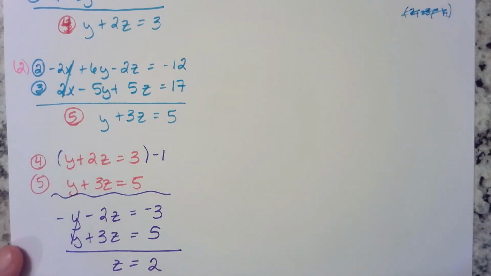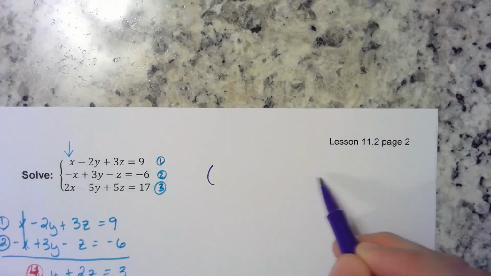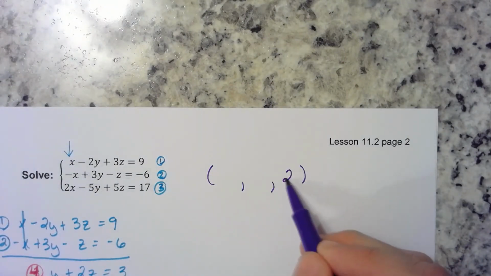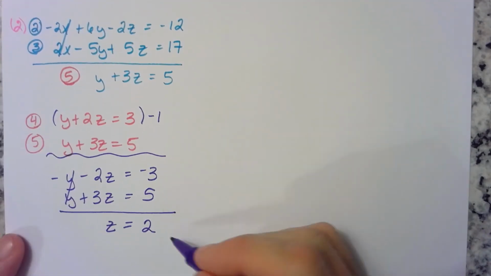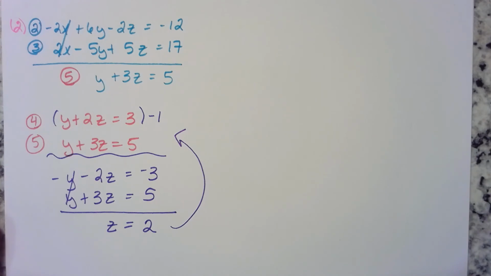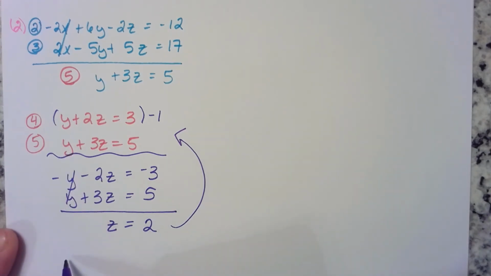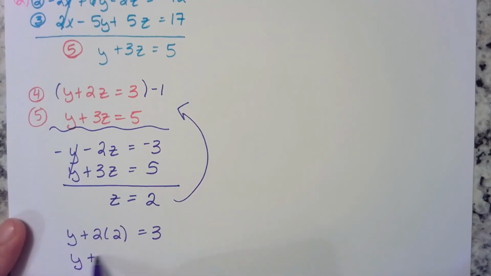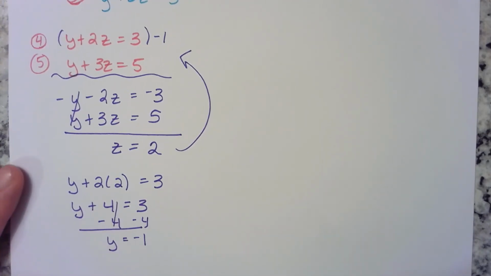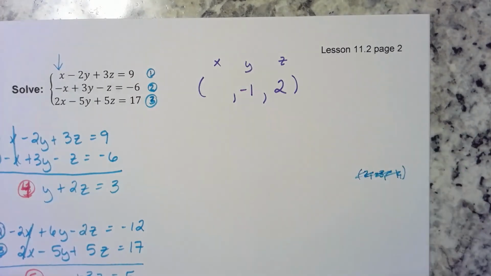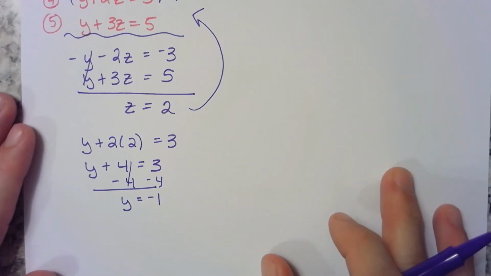We already know z. Now remember, we're looking for an ordered triplet. We need an x, a y, and a z. Well, right now we know z is 2. So let's continue. If we know z is 2, we can take it back up here to one of these. Either one will work. Let's plug it into the first one. So we have y plus 2 times 2 equals 3. Y plus 4 equals 3, which means y is -1. So now we know our y is -1. Now we know z and we know y.